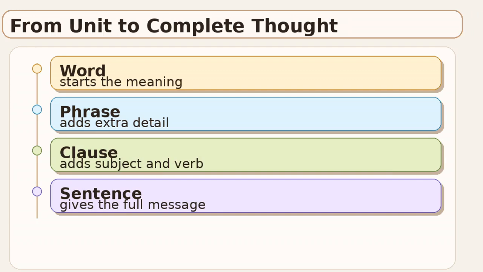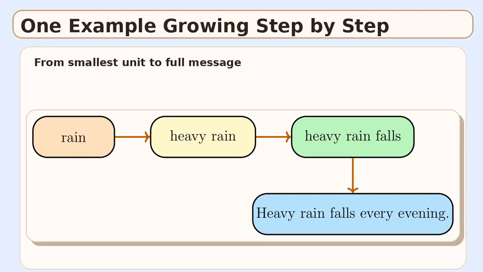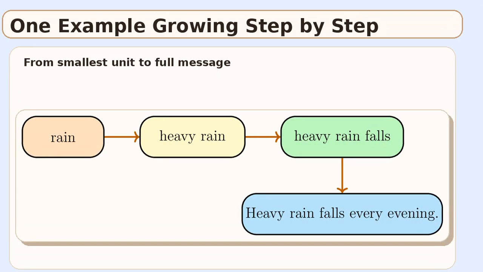Grammar grows step by step. A word begins meaning, a phrase expands it, a clause adds structure, and a sentence completes the message. Here is the same idea growing step by step. First, we have a single word. Then we add another word to make a phrase. Then we create a clause with a verb. Finally, we make a full sentence with complete meaning.